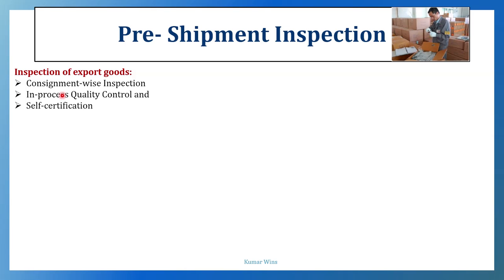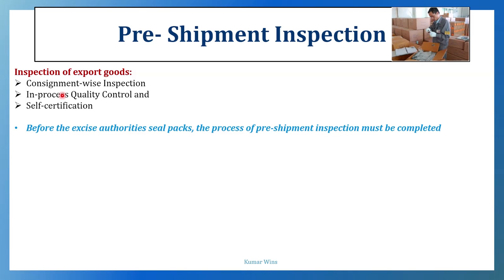The production department has to apply to the export inspection agencies. There are different EIAs available in different locations, and they will nominate some inspector, and those inspectors will conduct examination of the export goods. This application has to be made on a prescribed form. This form is known as notice of inspection.